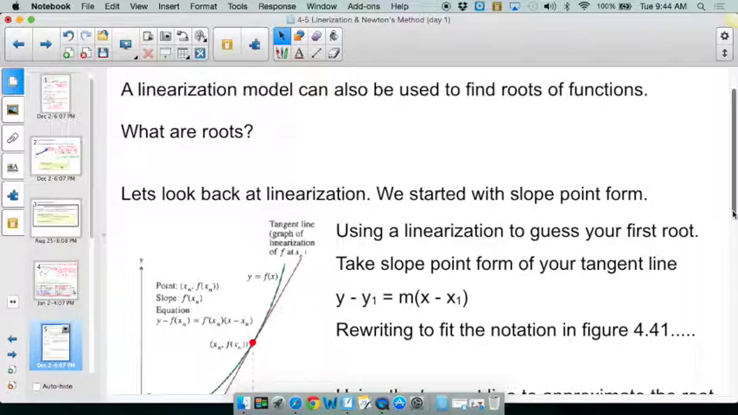So just a quick review. We have a function and we say it has a root. What does that mean? What does a root mean? What does it mean graphically? Roots are what?